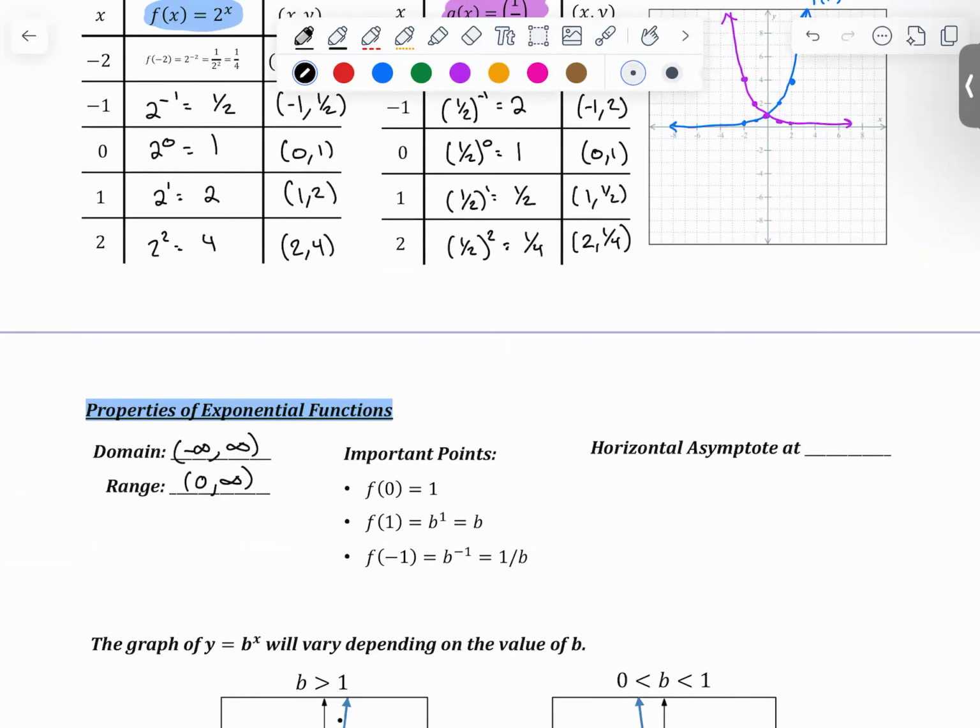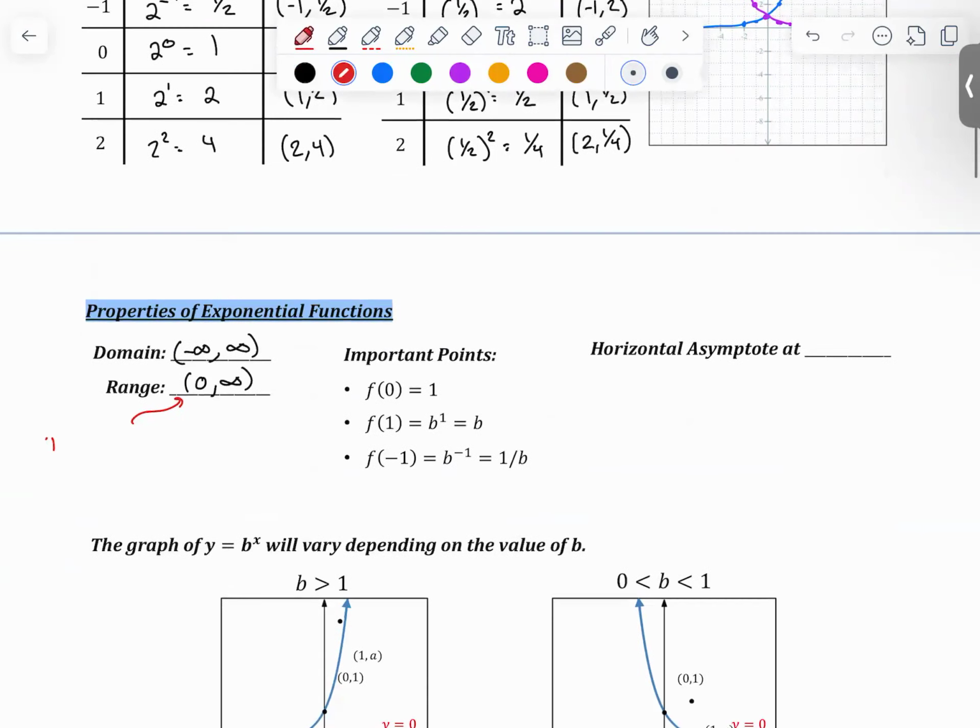Since the range is 0 to positive infinity, this means b to the x is strictly greater than 0 for all x. Any exponential function will always be positive, and therefore b to the x is never equal to 0. This will play a role in many places. I believe we'll probably end up using this fact at some point in Unit 3.5. But this is also very useful in calculus when trying to find critical values and things like that.